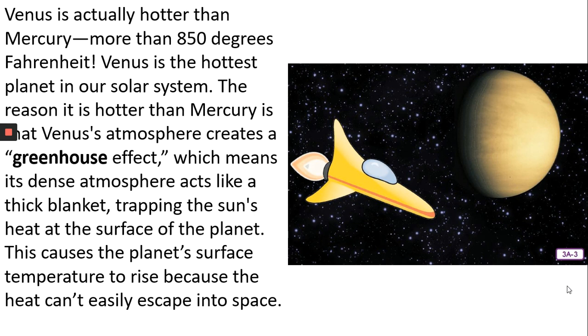Venus is actually hotter than Mercury, more than 850 degrees Fahrenheit. Venus is the hottest planet in our solar system. The reason it is hotter than Mercury is that Venus's atmosphere creates a greenhouse effect.